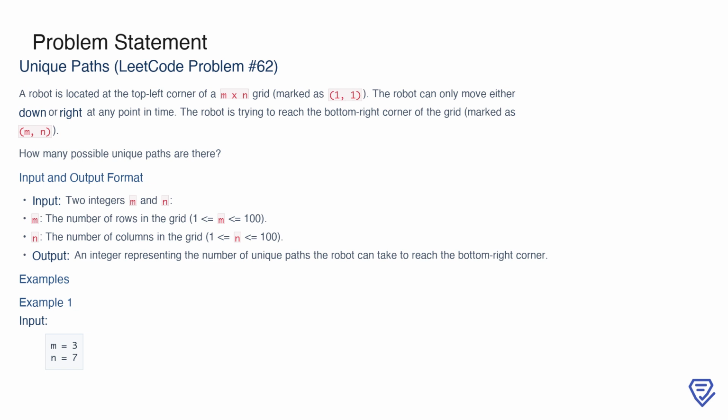The input to the problem consists of two integers, m and n, where m represents the number of rows in the grid, and n represents the number of columns. Both m and n lie within the range of 1 to 100. The output will be a single integer that represents the total number of unique paths from the top left to the bottom right corner. For example, if m equals 3 and n equals 7, the grid has 3 rows and 7 columns, and we need to calculate the total number of distinct ways the robot can travel within this grid while following the movement rules.